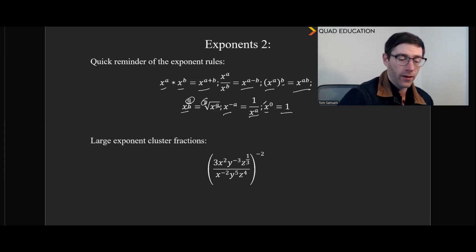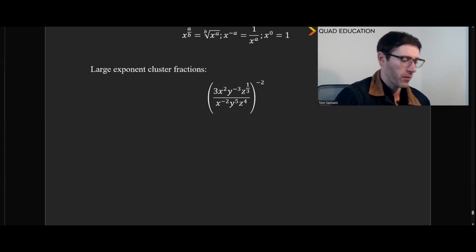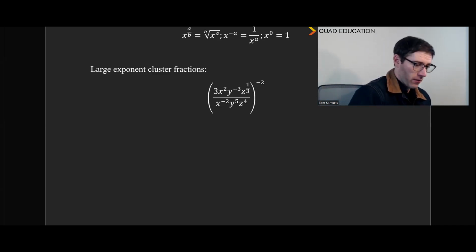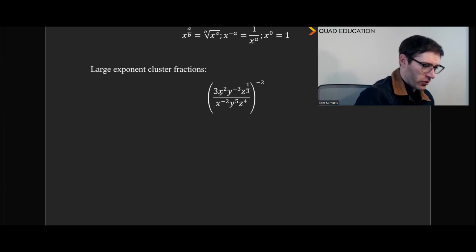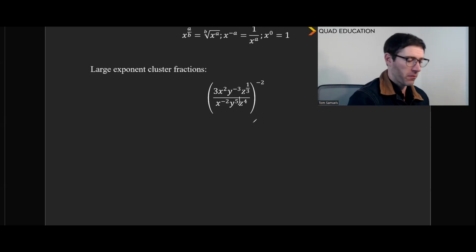Let's take a look at the specific question types that you'll see for harder exponent questions. The first one here I'm calling large exponent cluster fractions. I don't know that this is actually what these are called, but that's what they look like to me. These are characterized by a giant mess of letters and numbers raised to some power. And for the most part on the test, they'll raise it to a negative exponent just to make life more difficult.